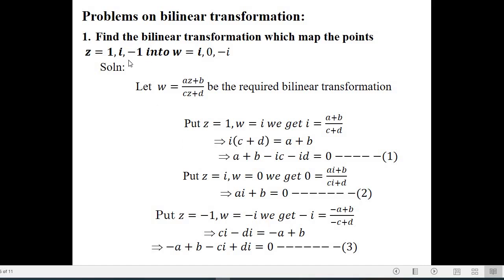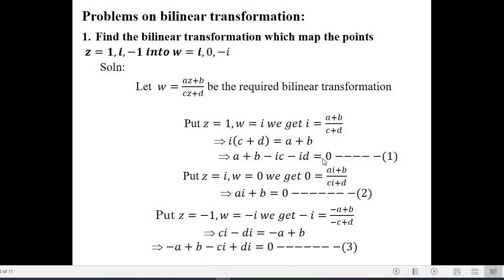Next, we put z equal to minus 1 and w equal to minus i in the bilinear transformation. We get minus i is equal to (minus a plus b) divided by (minus c plus d). Cross multiply, we get minus i into minus c is ci. Next, minus i into d is minus di, equal to minus a plus b. Take these two terms to the RHS. We get minus a plus b minus ci plus di is equal to 0. Take this as equation 3.